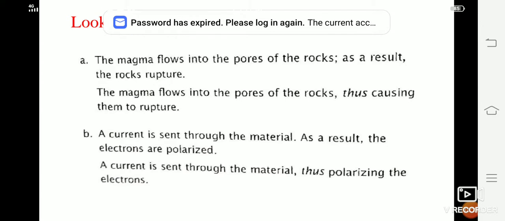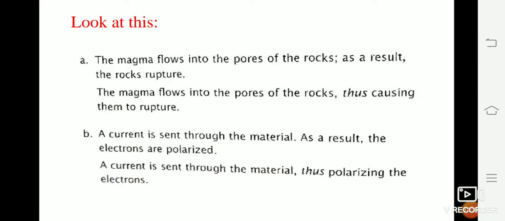One more. A current is sent through the material, comma, thus polarizing the electrons. Okay. So comma, thus, and then verb-ing. Comma, thus, verb-ing. These are the different structures. All right. I hope it's okay for you guys for this one.